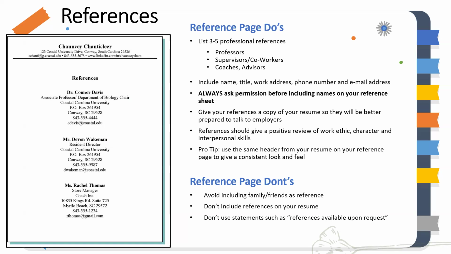And it is bolded on this page because it is very, very important. You always ask permission before including names on your references sheet. So it is customary that you reach out to the person that you're going to use as a reference. So each of the three that you include, you should be reaching out to them ahead of time and letting them know what the different opportunities are that you're applying for and asking their permission to be included as a reference. This way, they can anticipate being contacted for a reference check.